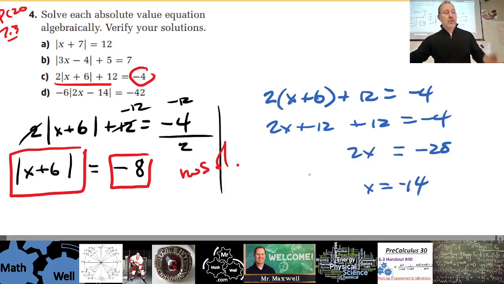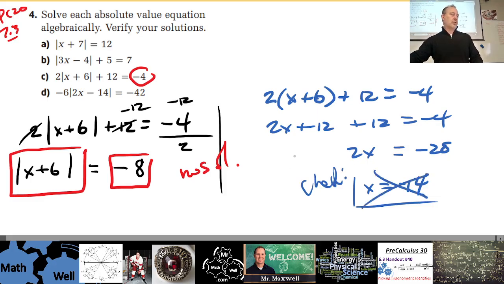If you did it that way that you suggested, you'd have to check this, right? This is the number you'd get. You'd have to plug it back in and check. But there would be no alarm bells going off necessarily here, right? You just have a negative value. If you plug that in, let's see what would happen. Negative 14 plus 6 is negative 8. So the absolute value brings out a positive 8. So 2 times positive 8 is 16. Plus 12 is definitely not negative 4. So if you did this, you would have to make sure that you check this, and then you would have to reject it because it doesn't actually check out.